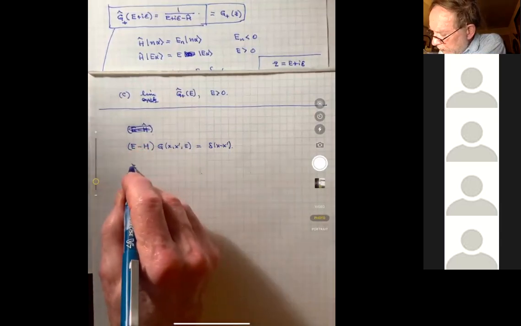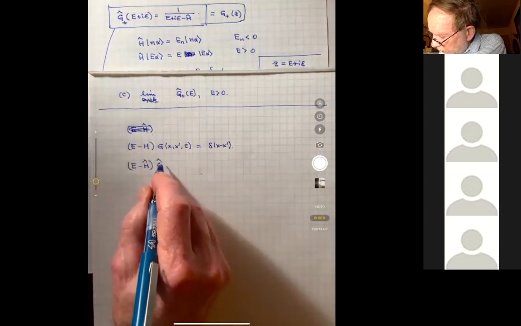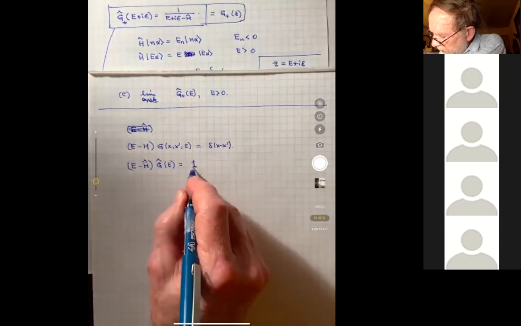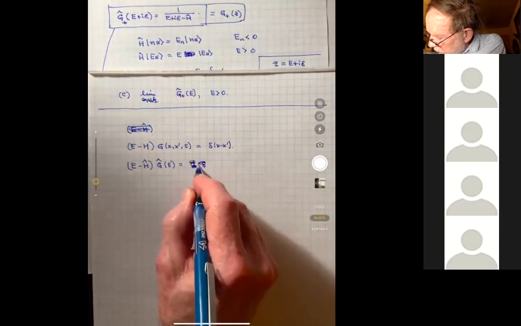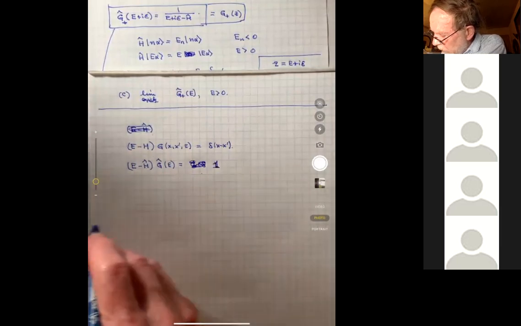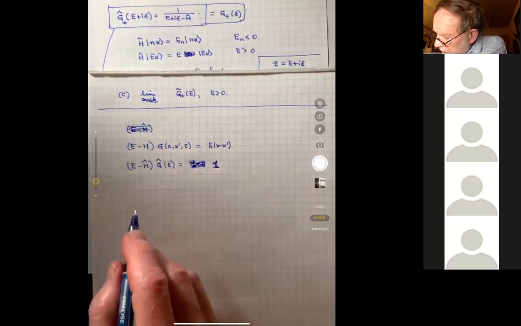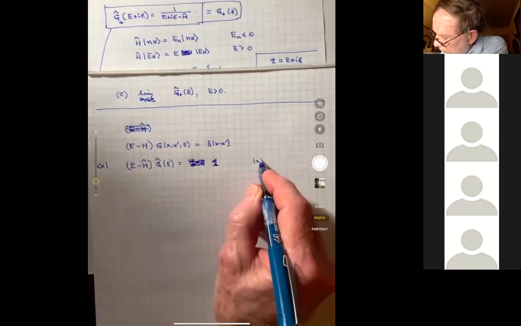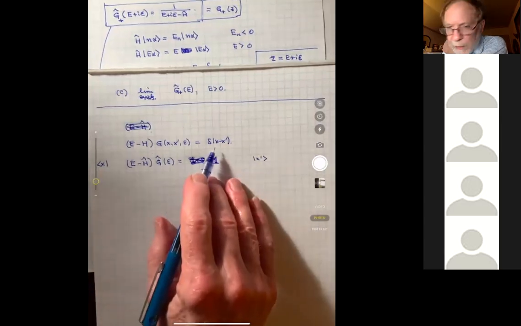If we map this into the language of Green's operators, it becomes E minus H hat times G hat of E is equal to 1. I didn't say that right, it's equal to 1. It's equal to the identity operator. I'll just put it as a boldface 1 there. It's the identity operator. You can see that because if I sandwich this on the two sides with the X and the X prime, then the matrix elements of 1 is just the Dirac delta function. That's where that comes from.